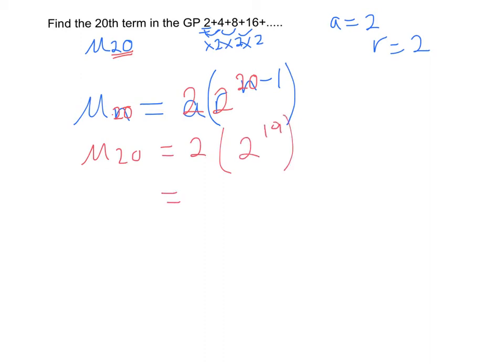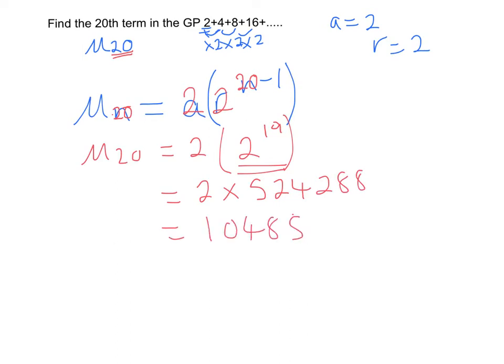And we're going to do the 2 to the 19 first. So if we do 2 to the power of 19, that's a pretty large number. We get 2 times 524288, and that should come to 1048576. So right, you can see it gets quite large quite quickly, doesn't it? Find the 20th term. Wow, look at the 20th term.